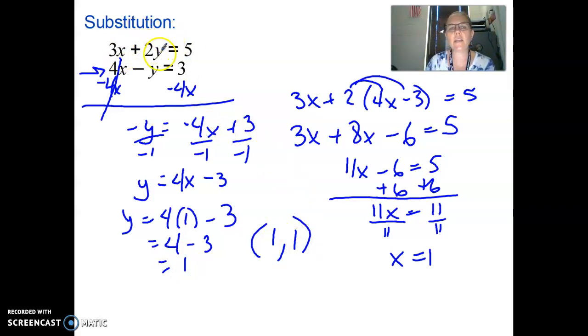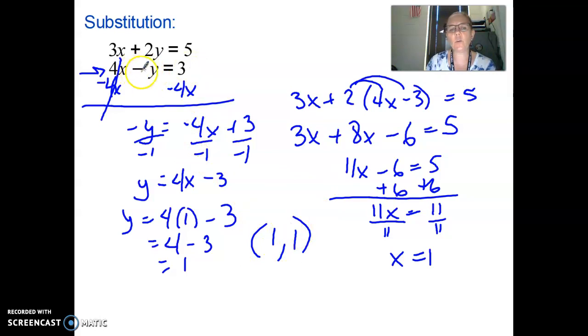Okay, so let's substitute that in here real quick and see if it works. If I put a 1 in place of x and in place of y, 3 plus 2 is 5. So far good. So I'm going to put a 1 right here in place of x and a 1 right here in place of y. 4 minus 1 equals 3. So everything checks out. That is the correct answer.